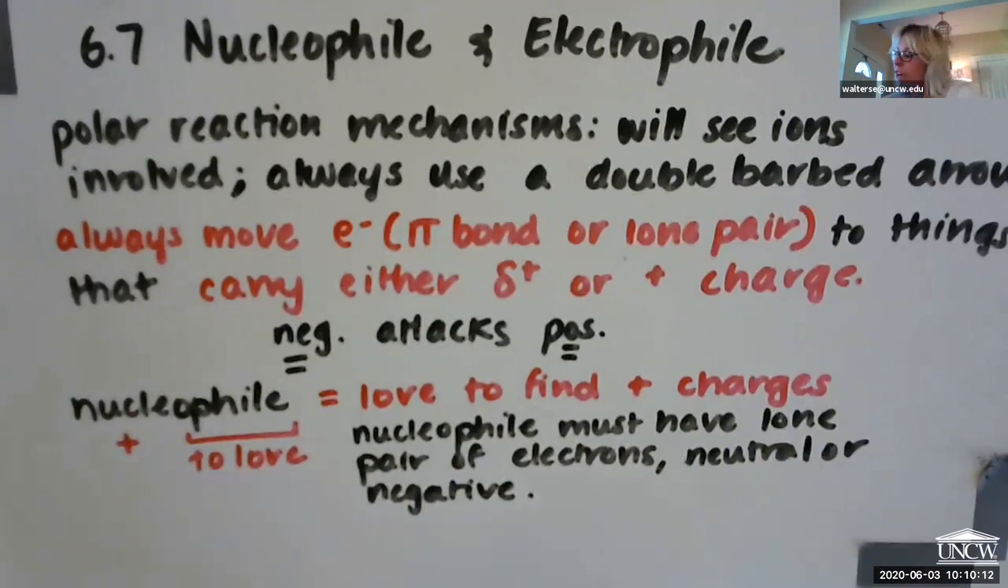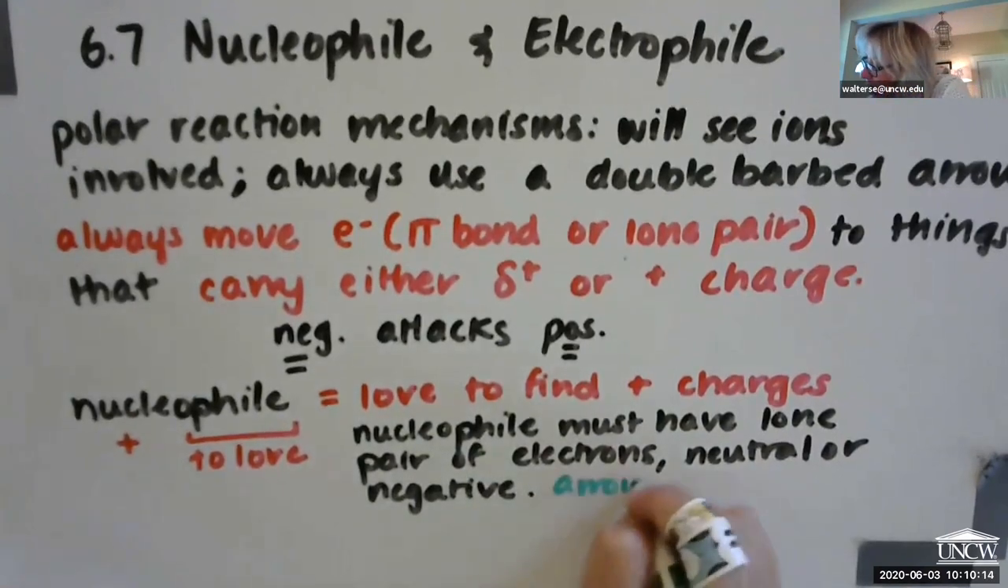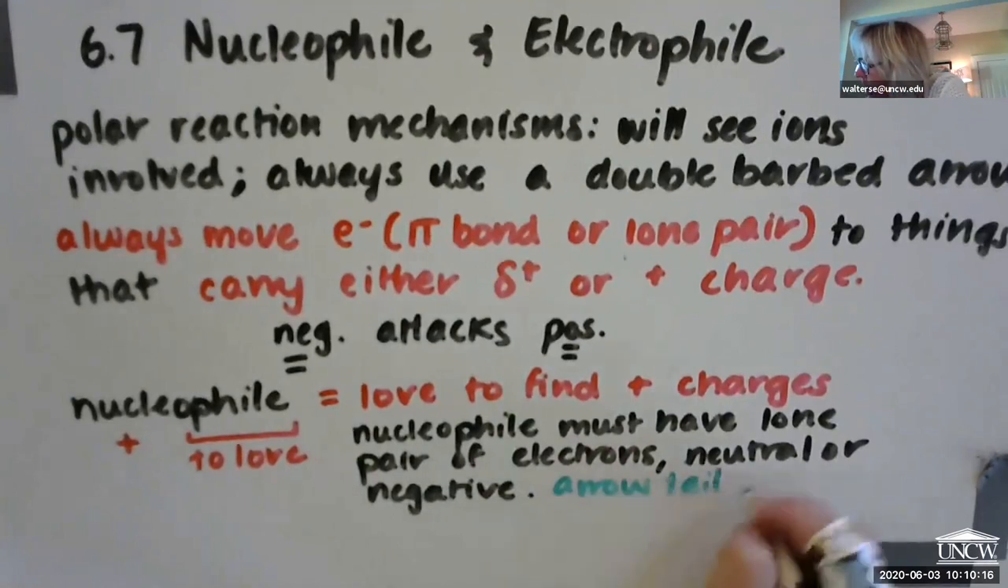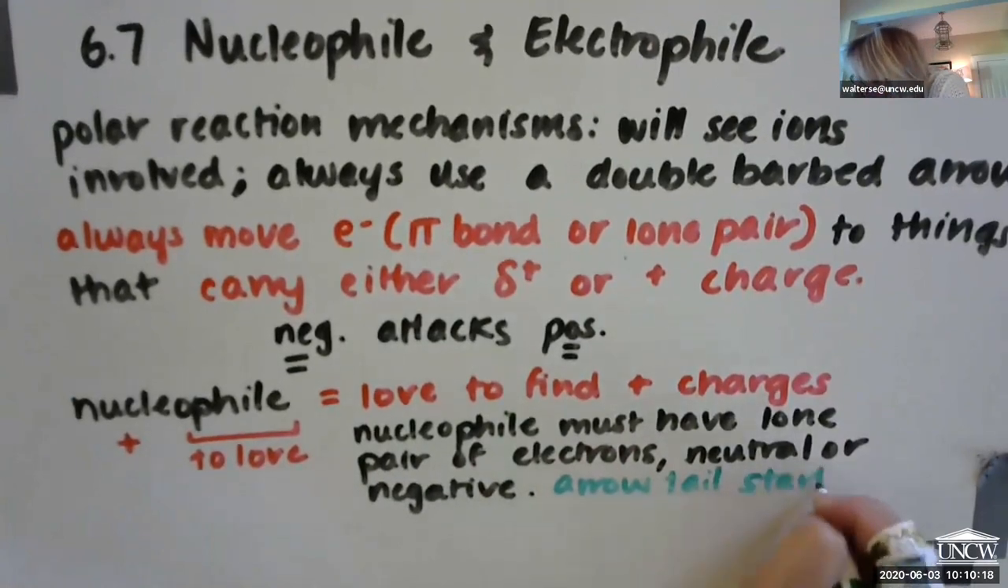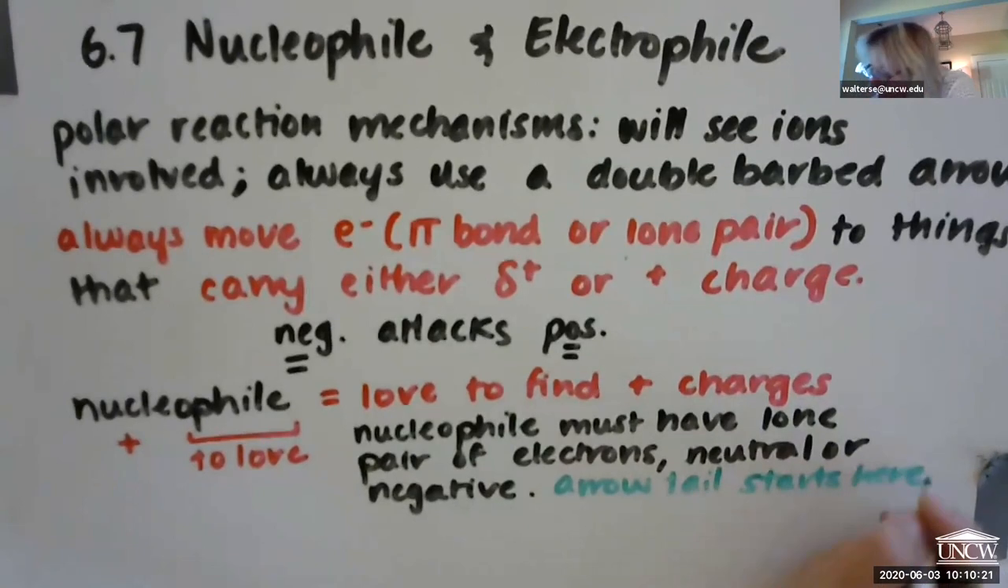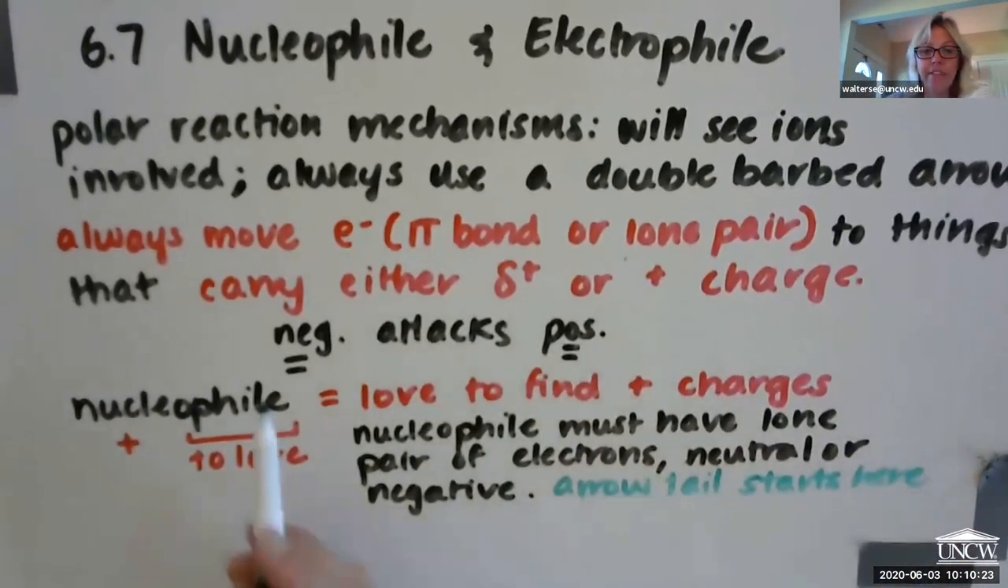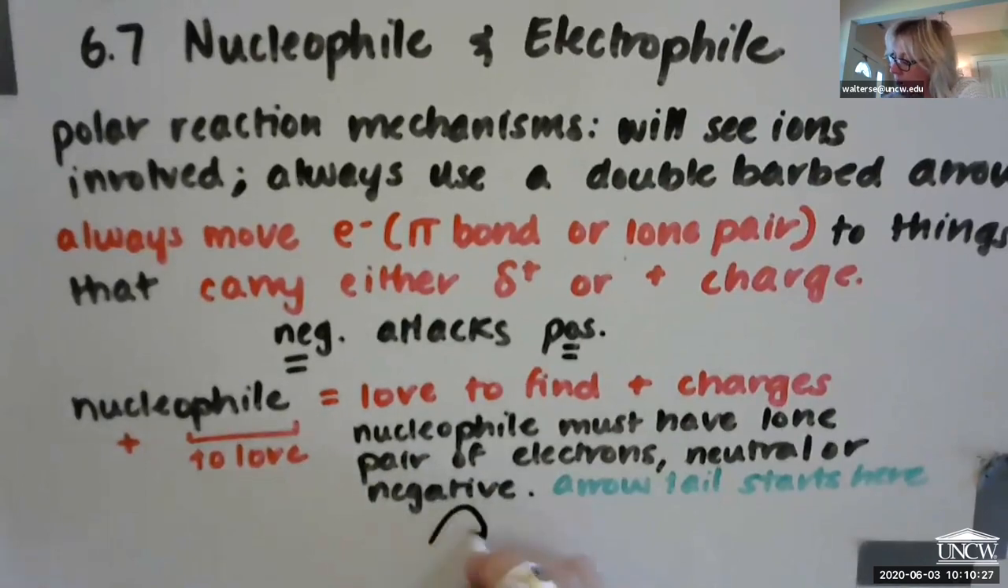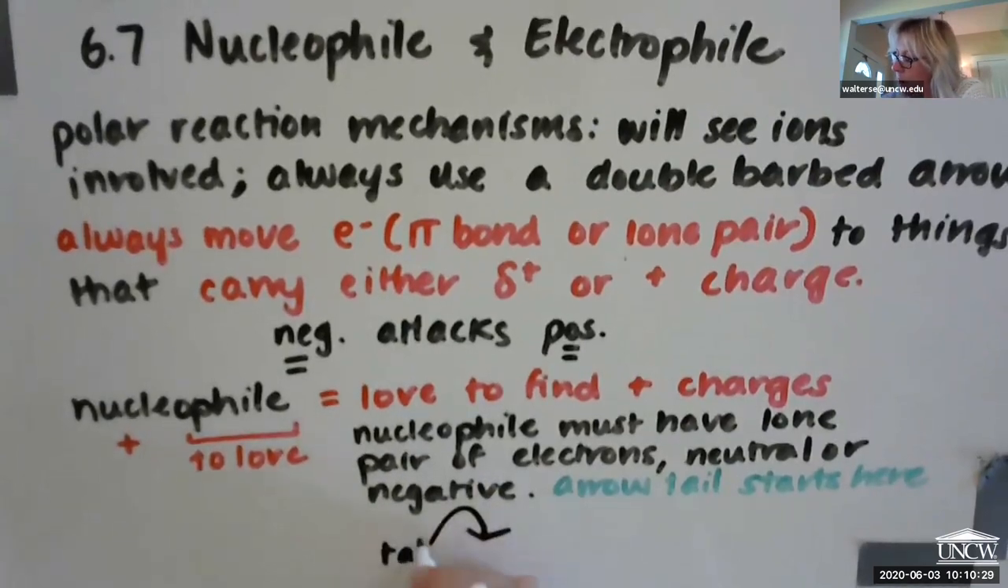So your arrow tail starts here. Your nucleophiles will have the tail. The tail, remember, is this part.